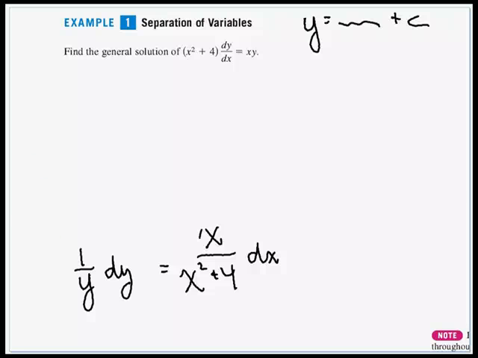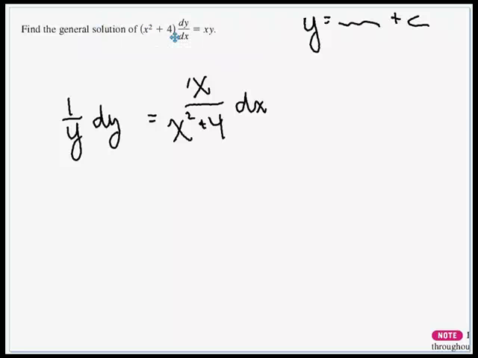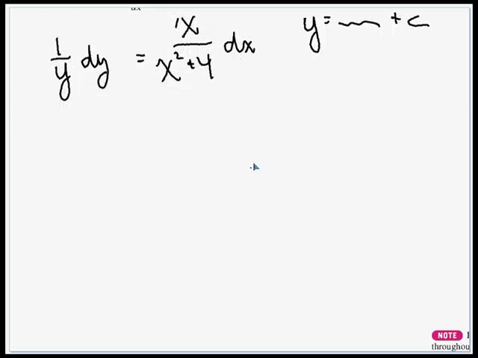So the variables have been separated. We have our y's and dy's on the left. We have our x's and dx's on the right. Next step, let me even give myself a little more room here. Okay. We're going to take the antiderivative of each side. And let's just work on the left side first.